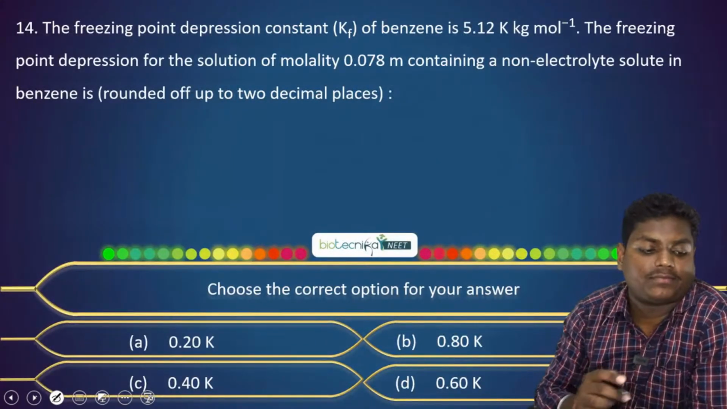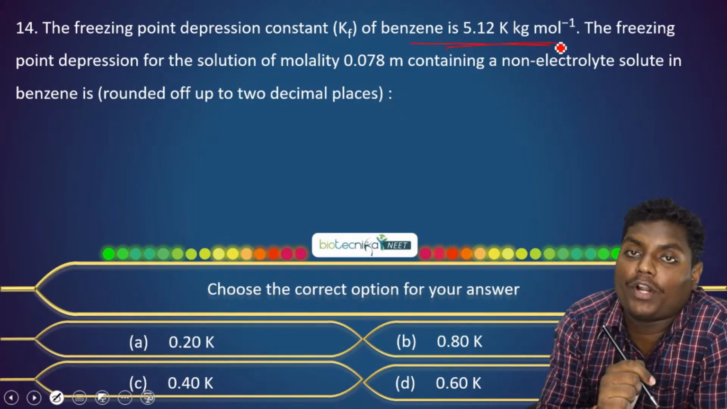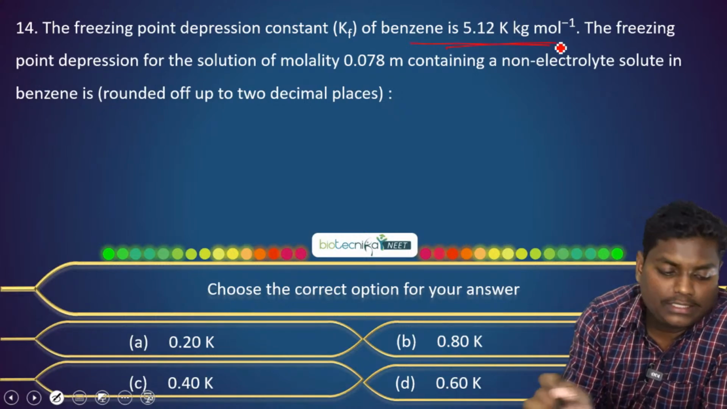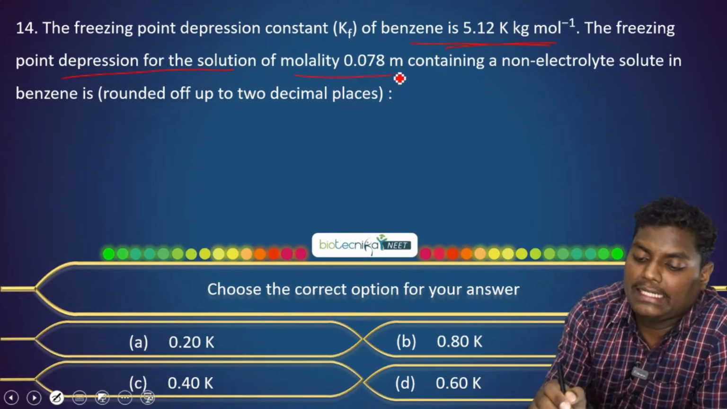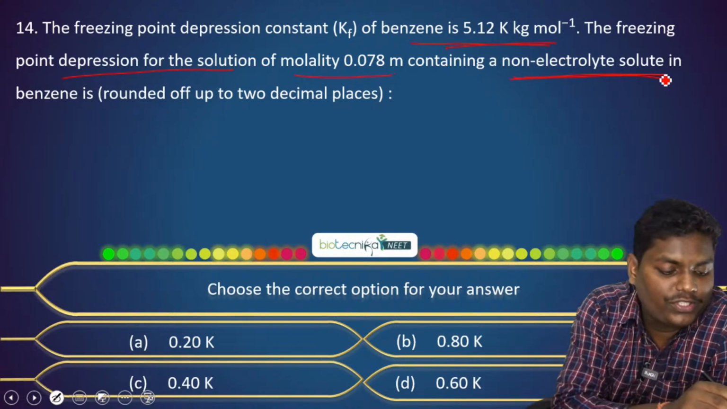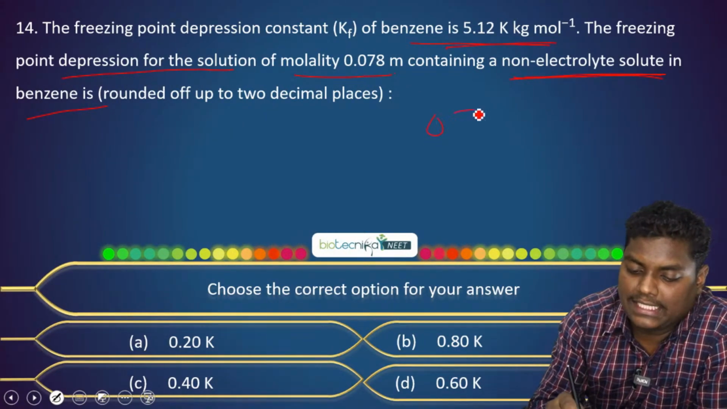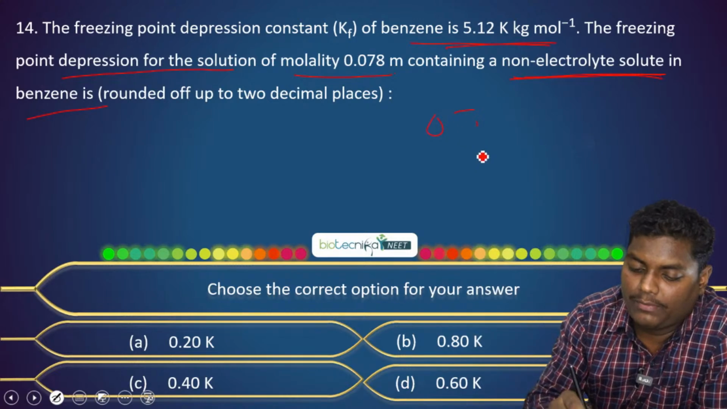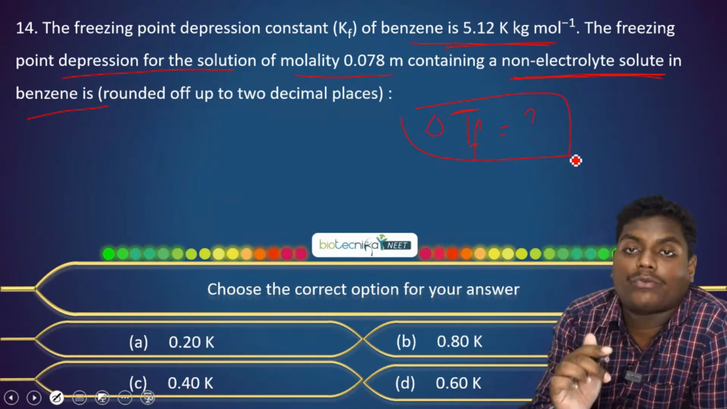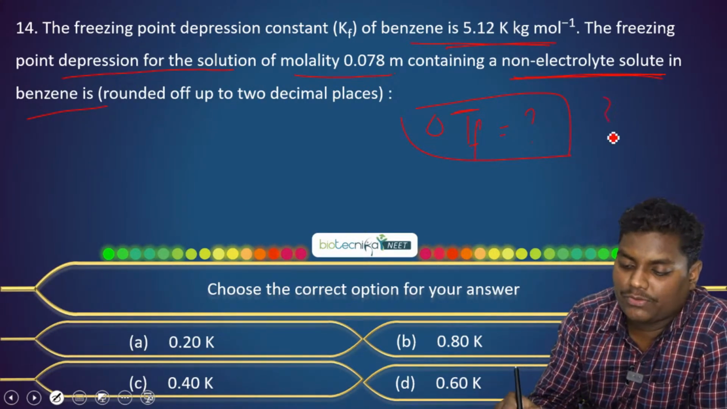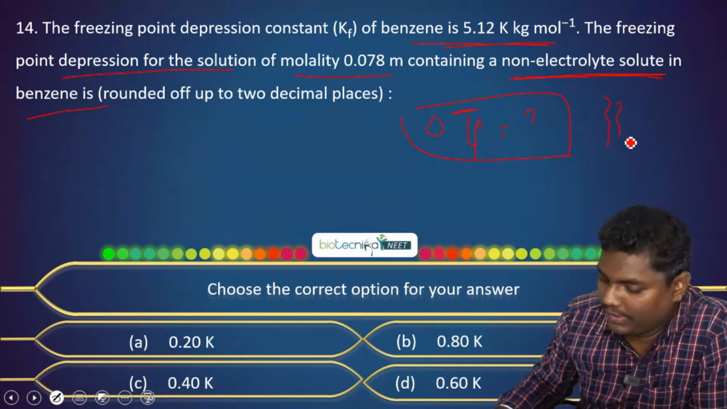Let's move to the next question. The freezing point depression constant Kf of benzene is given as 5.12 Kelvin kg per mole. The freezing point depression for the solution of molality 0.078 mole containing a non-electrolyte solute in benzene. So what will be the freezing point depression? It's a great and typical question from colligative properties. Try to solve this question. I'll wait for a couple of seconds here.